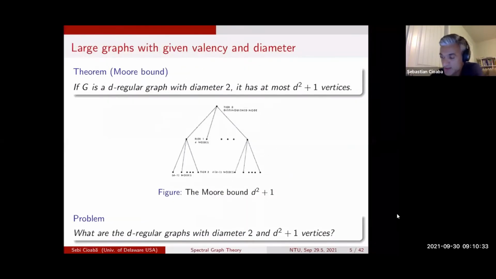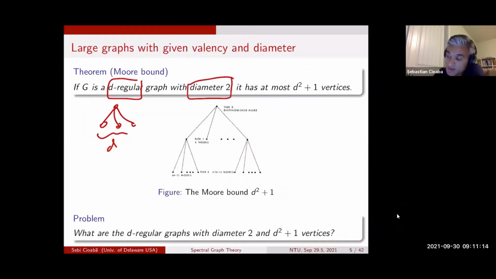Now, with this in mind, let's go to a problem that, at first glance, doesn't have anything to do with eigenvalues. This is a question from the 60s, and it's called the Moore bound because Moore observed this upper bound. Let's say you want to build a communication network, and you have 2 constraints. The first constraint is that every node has exactly d neighbors. And the second constraint is that you have diameter 2.